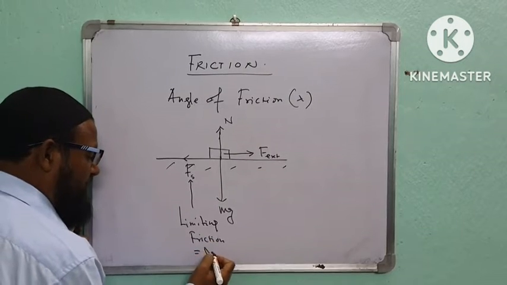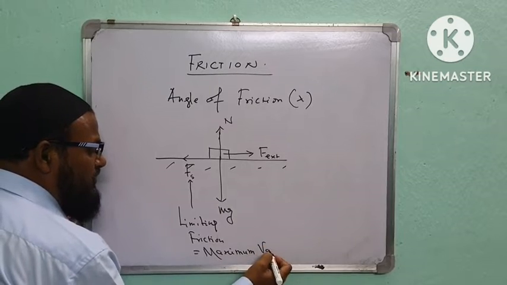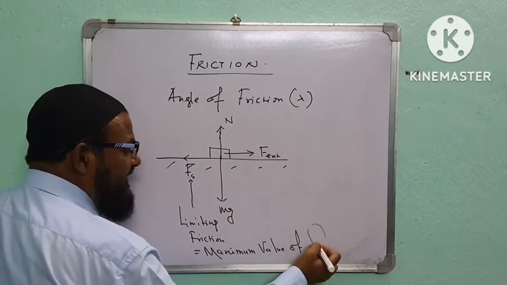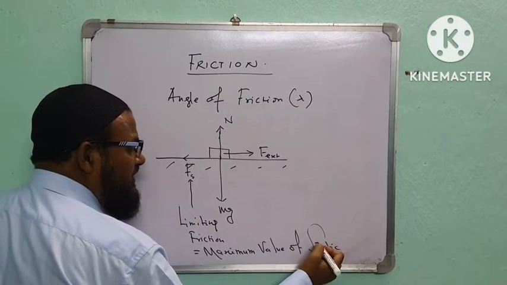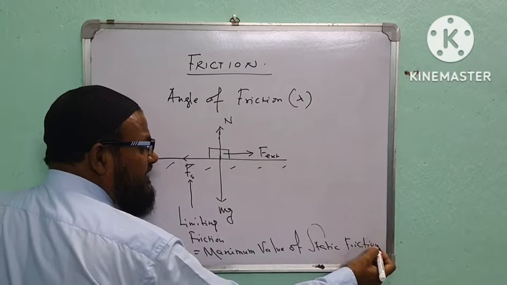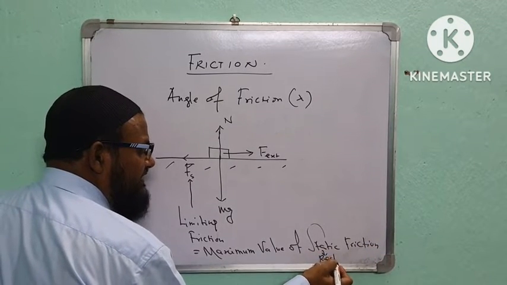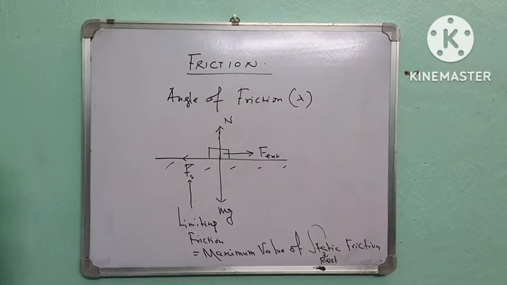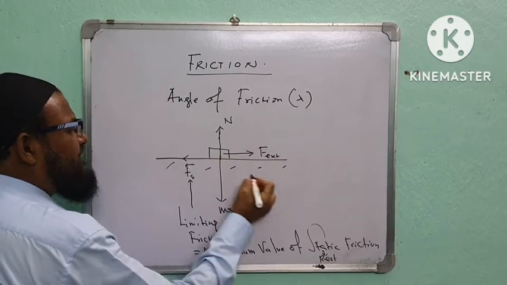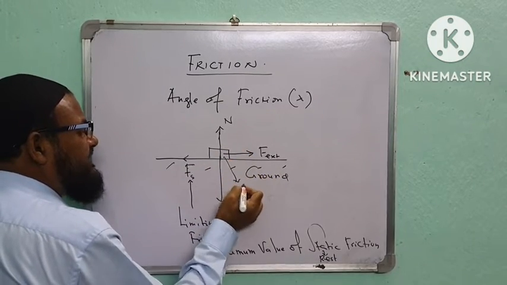or another name, the maximum value of static friction. What is the name of this? Static friction. Static means rest. Now, this is the ground. This is the body.